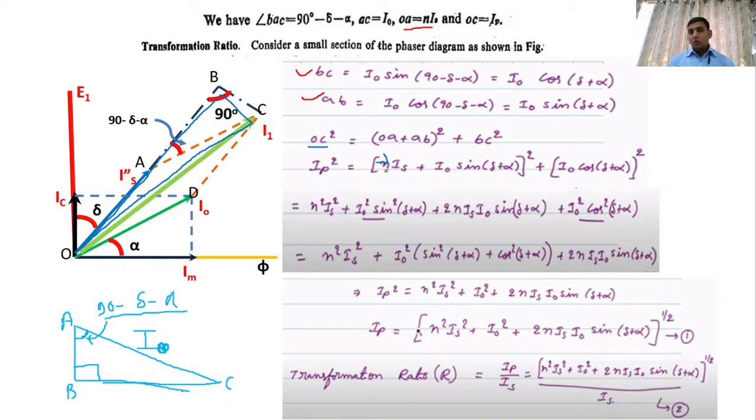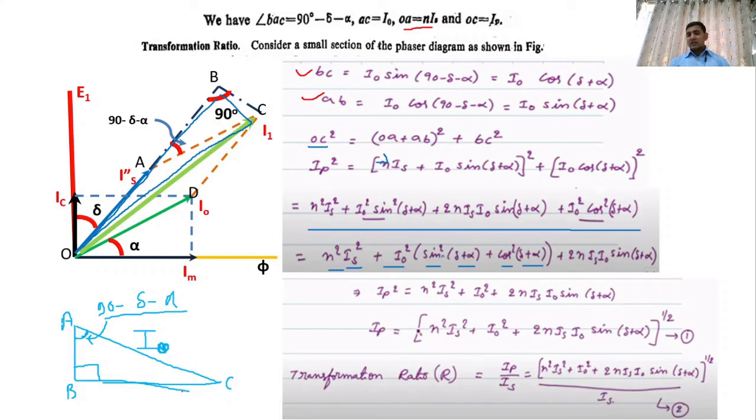Okay, now open the whole squaring bracket of nIs + I0 sin(δ+α) whole square plus I0 cos(δ+α) whole square. So we will get this type of equation. After simplifying it, we will have n²Is² plus I0² [sin²(δ+α) + cos²(δ+α)].